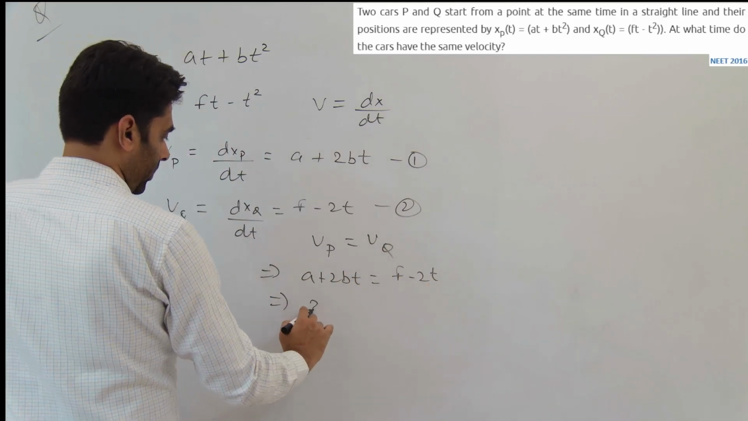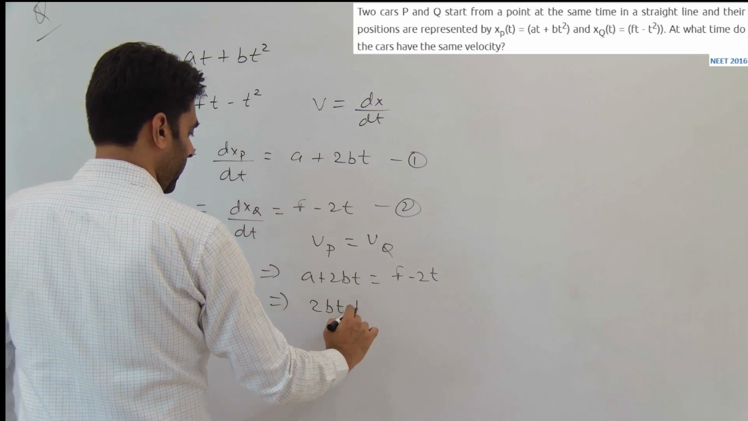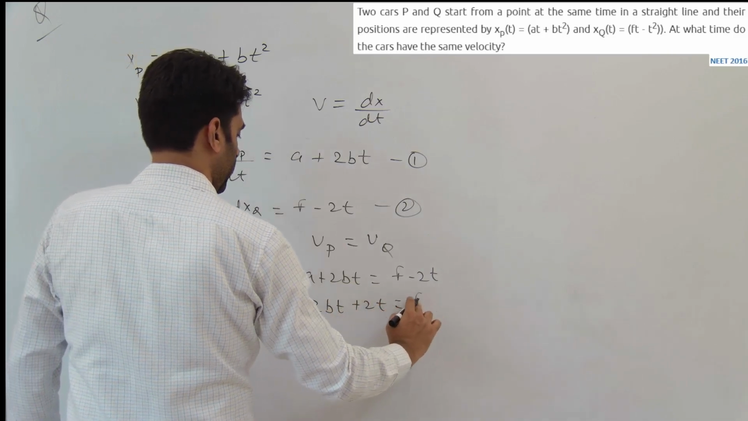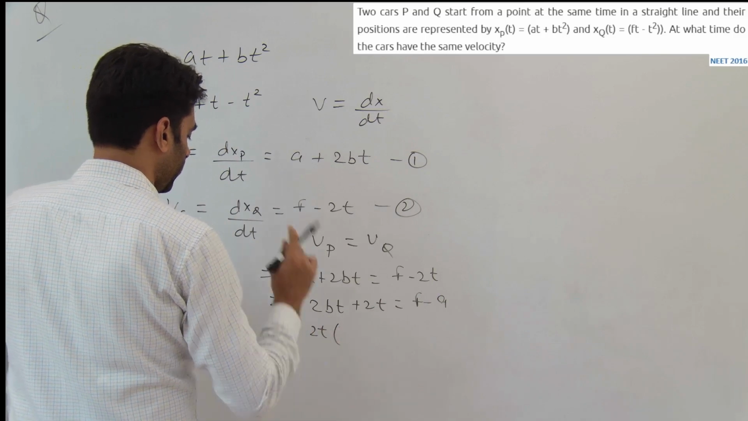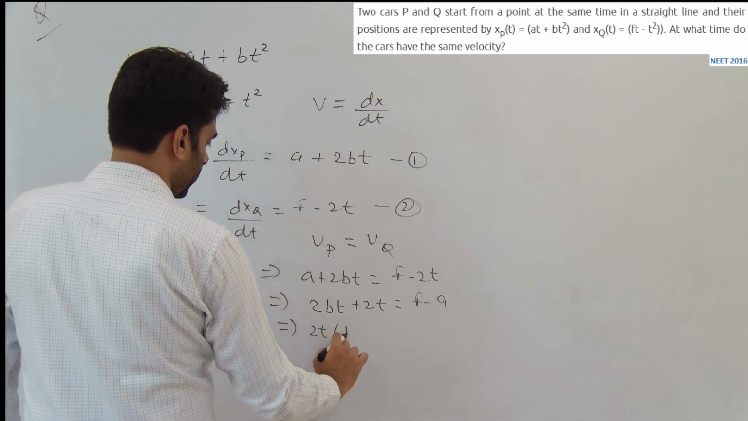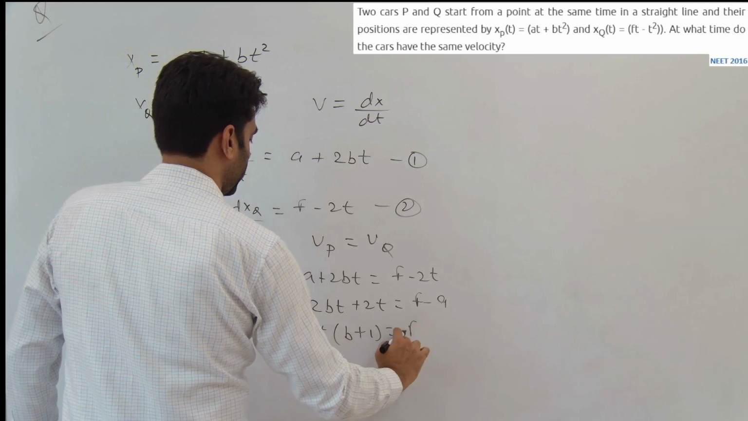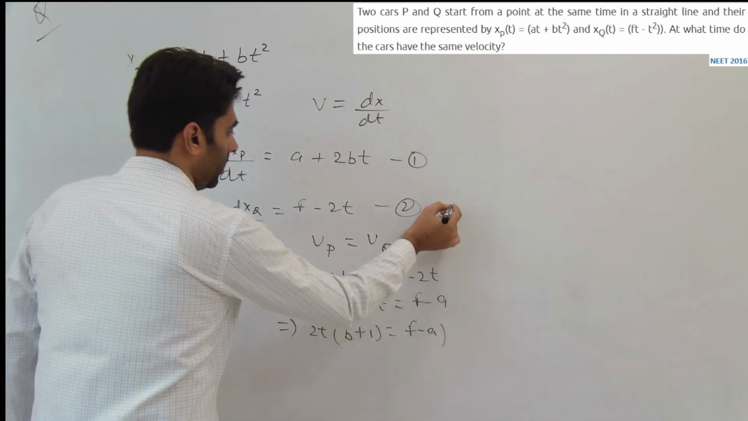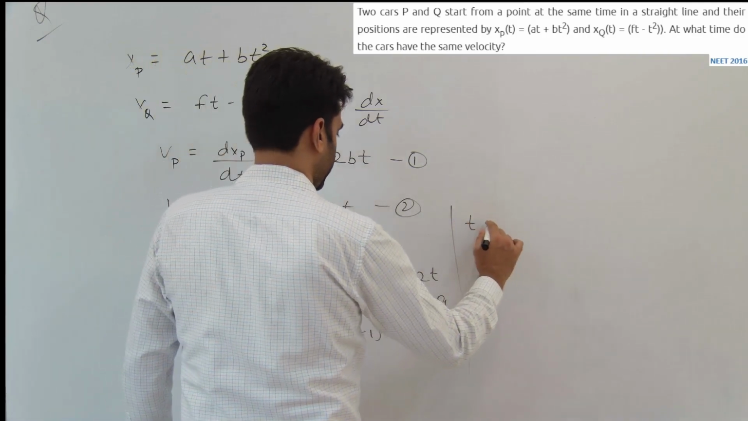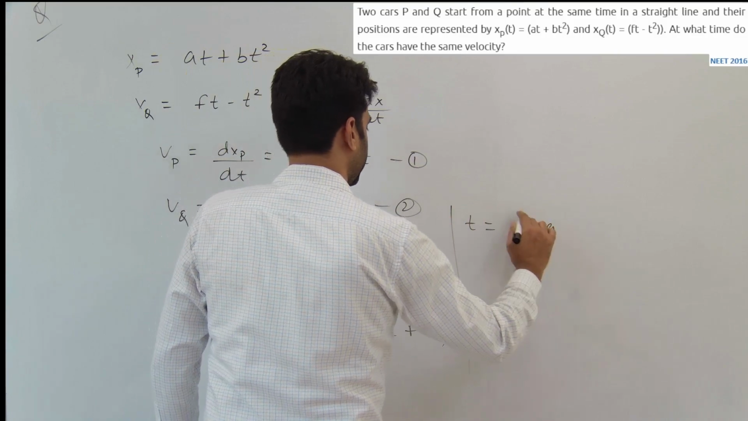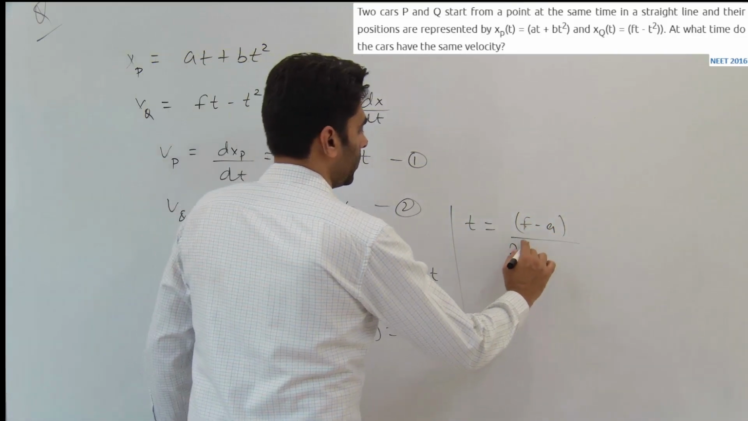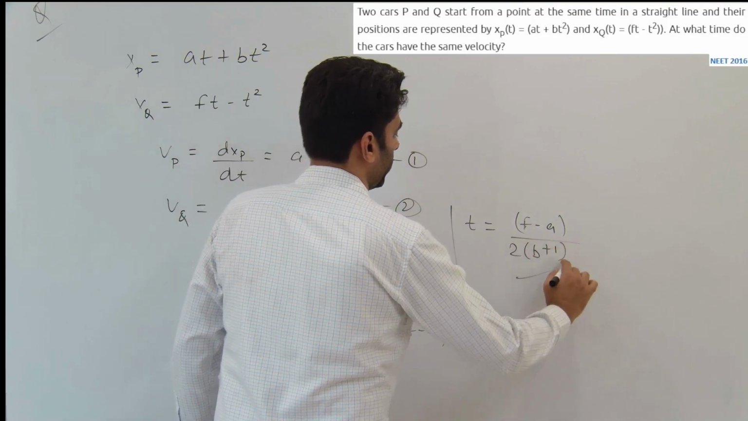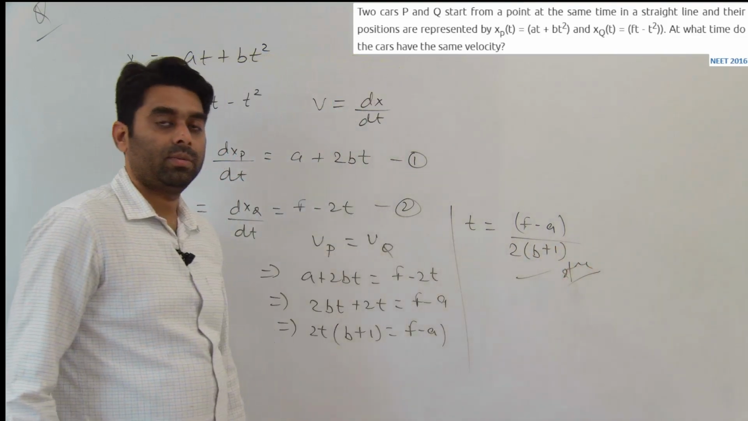Let us bring terms over here: 2bt + 2t = f − a. Taking 2t common, we get 2t(b + 1) = f − a. What is our t value? The time comes out to be (f − a) / (2(b + 1)), right? t = (f − a) / (2(b + 1)).